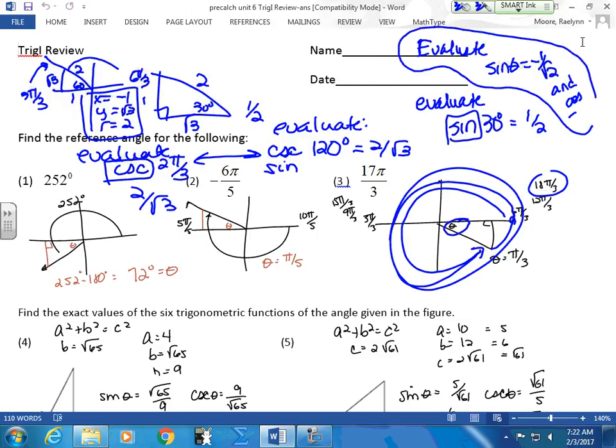What do I do for this one? What am I looking for? An angle. Why would you say an angle? Because what's the unknown here? Theta. Theta is my unknown. Okay. And so, where would I look for this?